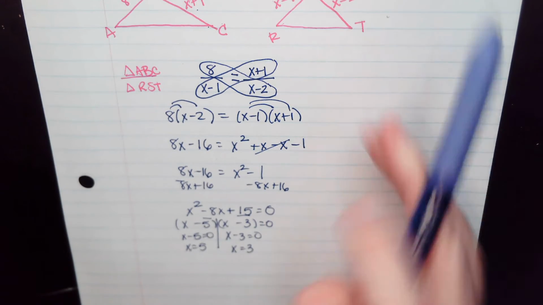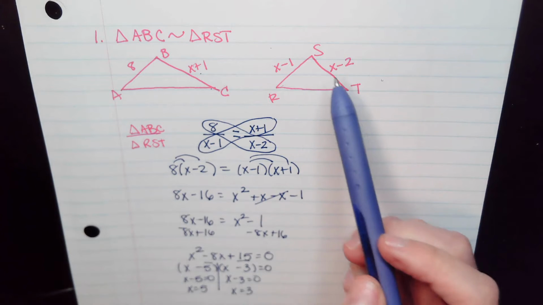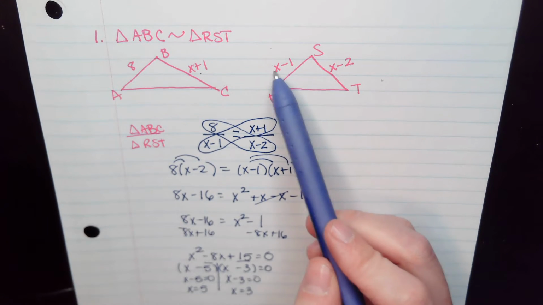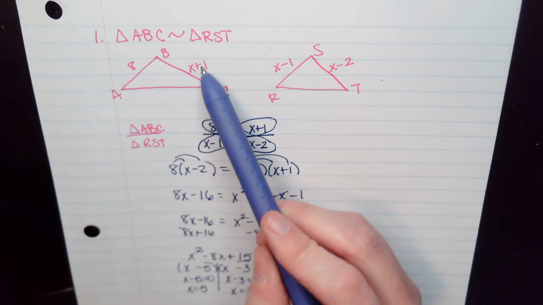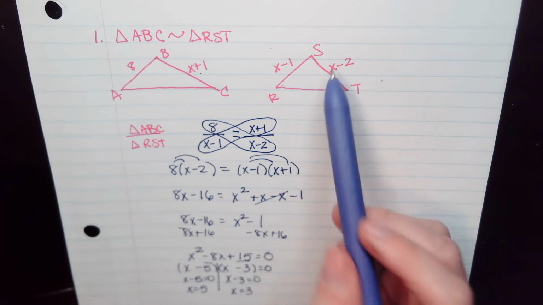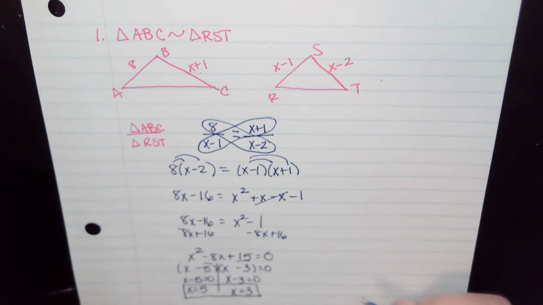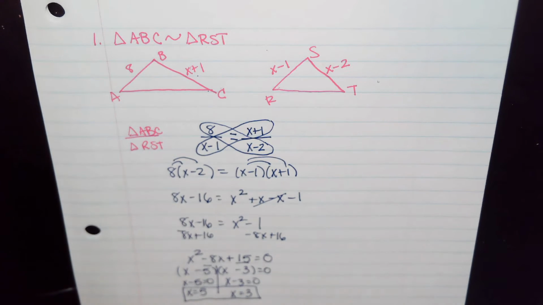So just double check to make sure in the original problem that you wouldn't get any negative numbers or any zeros. So 3 minus 2 is 1, 3 minus 1 is 2, 3 plus 1 is 4. So that would work. And if I put in a 5 for any of those x's, I would also get nice positive natural numbers. So these both would work. So I have two different answers, two different possible values for x.